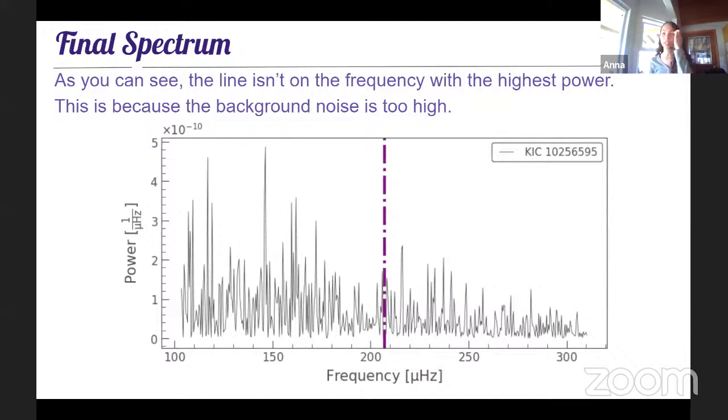This is the final power spectrum. And as you can see, the statistical value should be near the 150, but instead it's a little bit more towards the right because this is the theoretical new max. Next slide.